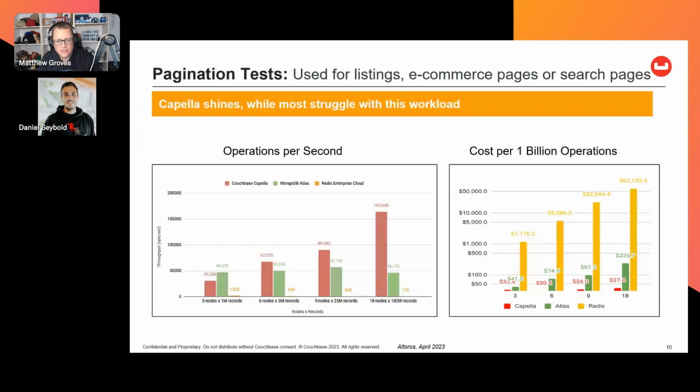What's interesting about this is that for smaller deployments, the 3-node, Mongo and Couchbase are very close to each other. But you can see as deployments get larger, as your customer base is growing and your operations are growing, that Couchbase starts to pull away in operations per second. Again, higher is better on the left. And then on the right, it shows the associated cost per billion operations is consistently very low.